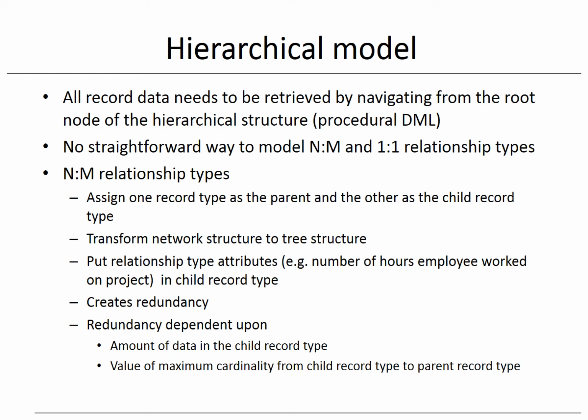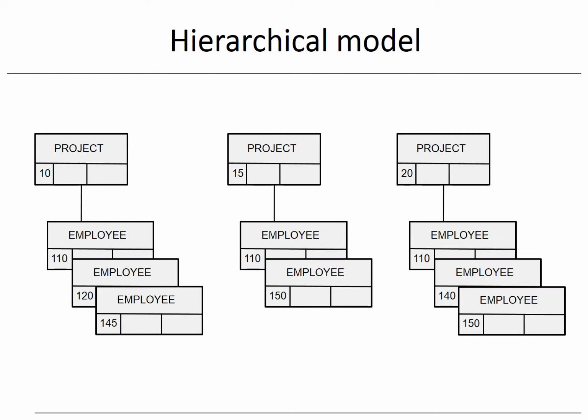Let's illustrate this with an example. Let's say we have an N-to-M relationship type between project and employee. Put differently, an employee can work on 0 to N projects, whereas a project can be worked upon by 0 to M employees. To implement this in the hierarchical model, we need to map it to a 1 to N relationship type, which is obviously not ideal. Hence, we can opt to make the project the parent and employee the child record type.